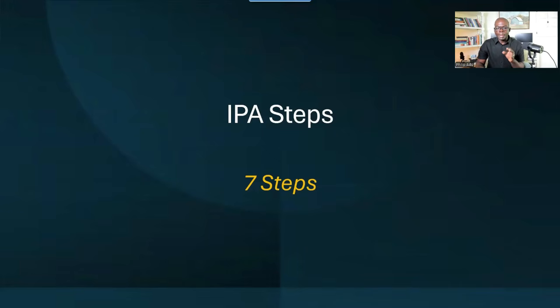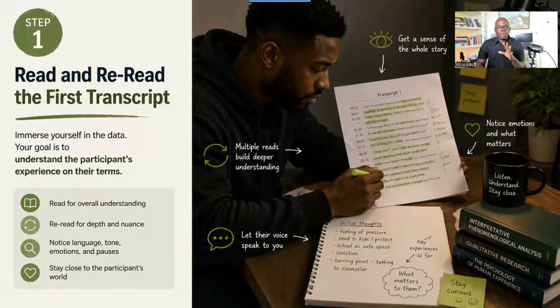I'm going to go ahead and provide you seven steps in analyzing your data if you are using IPA. The first step is to read and reread the first transcript. The first reading is more to get an overall understanding of participant experience, right? You read through the participant transcript, trying to get an overall understanding of what the participant has experienced and the meaning that the participant attached to those experiences.